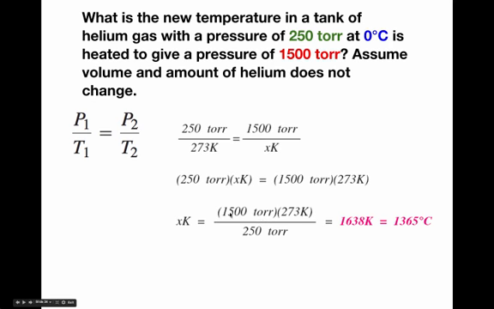So X Kelvin is equal to 1500 times 273 divided by 250, which is about 1638 Kelvin. Or if you wanted to write it in Celsius, you would subtract 273 and you would come out with 1365 degrees Celsius. So again, Gay-Lussac's law is just basically saying what happens to the temperature if we alter the pressure, or what happens to the pressure if we alter the temperature. In this case, we increased the pressure. We went from 250 to 1500, and because of that, the temperature also increased. We went from 0 degrees Celsius to 1365 Celsius.